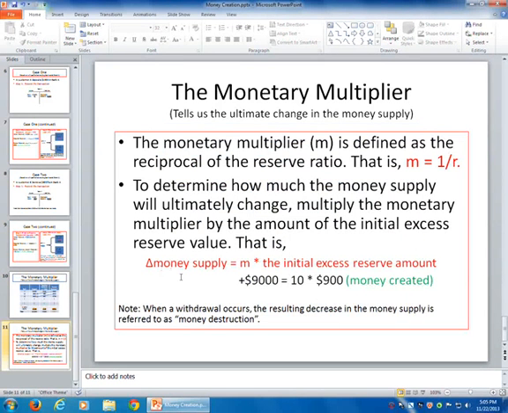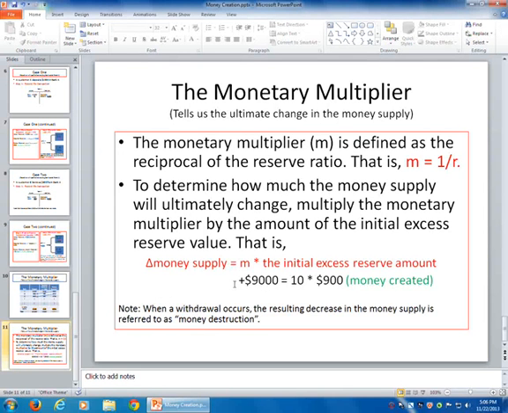As I've illustrated here, to determine the change in the money supply, you take M, the monetary multiplier, and multiply it times the initial excess reserve value. That product, the multiplier times the initial excess reserve value, will give you the total amount of money that's created. So from that initial deposit of $1,000, that then spawned the creation ultimately of $9,000.